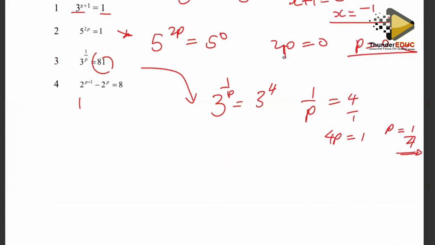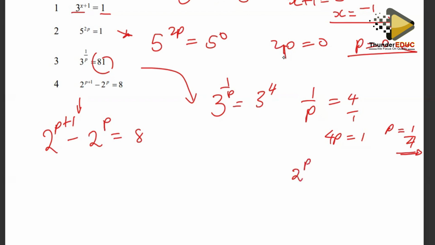Lastly, we have 2 to the p plus 1 minus 2 to the p is equal to 8. Is this one. Okay, so there's something that we discussed under the exponents, and we said the laws can move forward and backward.